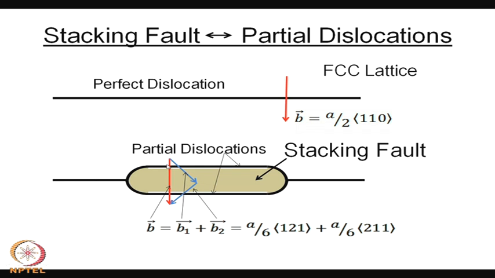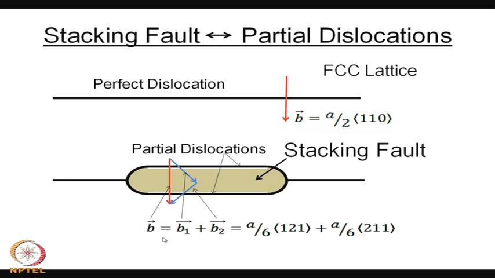So, instead of the atoms moving from this position to this position according to this Burgers vector, the atoms will ultimately move to this position, but via a different route. It will first move to this position with a Burgers vector of B1, and then from this intermediate position to the final position by a Burgers vector of B2.